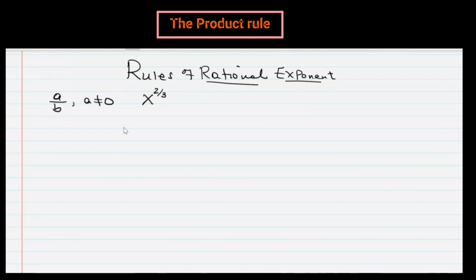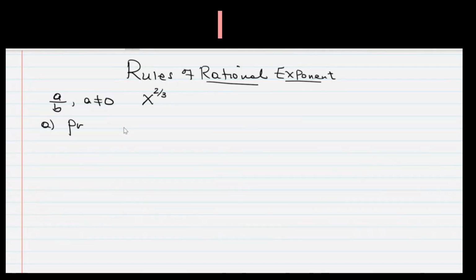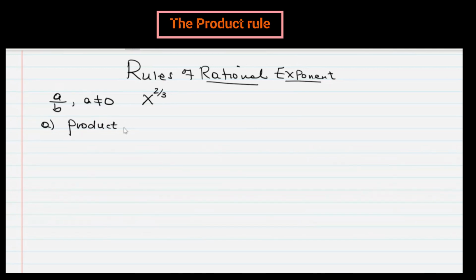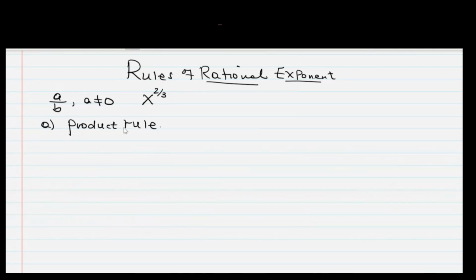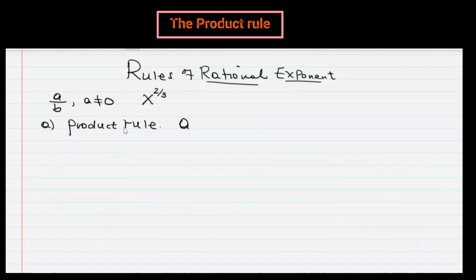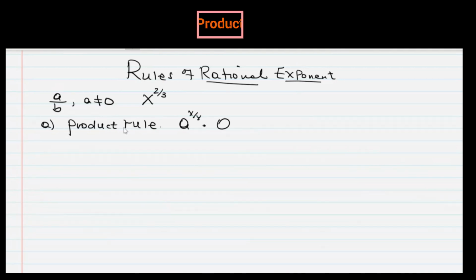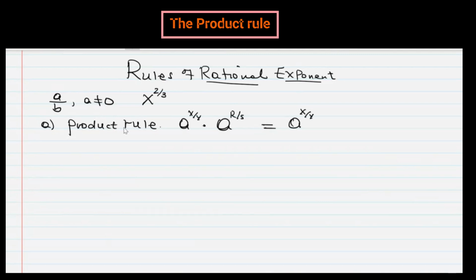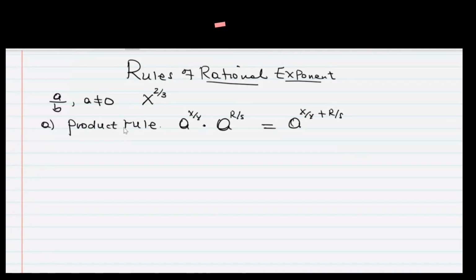So the first one is the product rule. What does the product rule say? Let's say you have a with the exponent x over y, and then you multiply that by another a with a different or the same rational exponent, it doesn't matter. If the two bases are the same, you simply have one base and then you add the two exponents, x over y plus r over s. So this is the first rule, which is called the product rule.